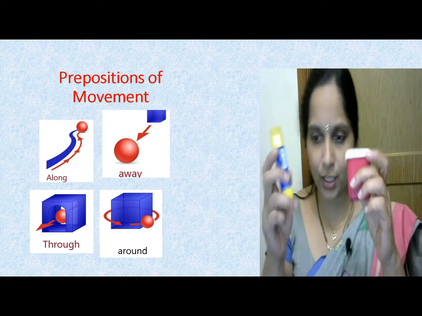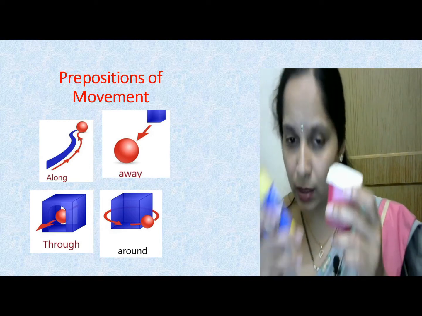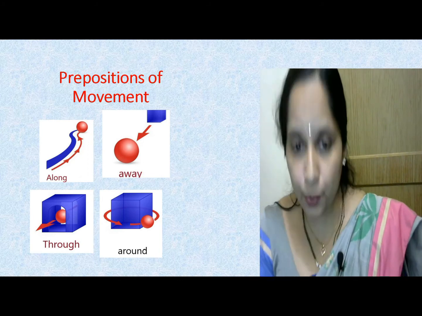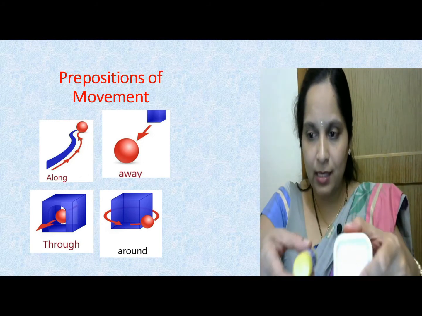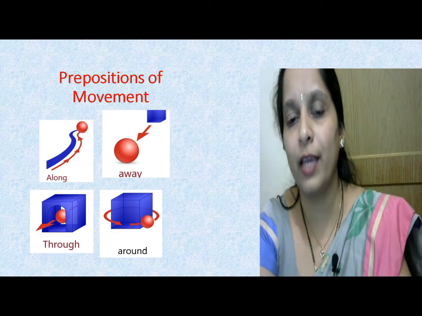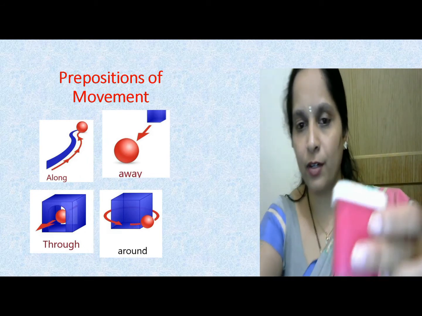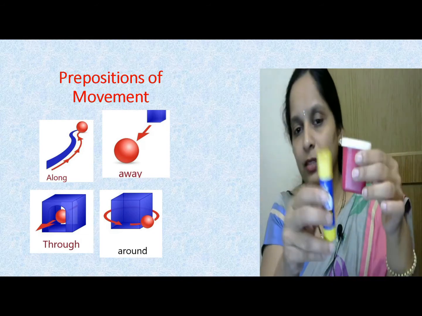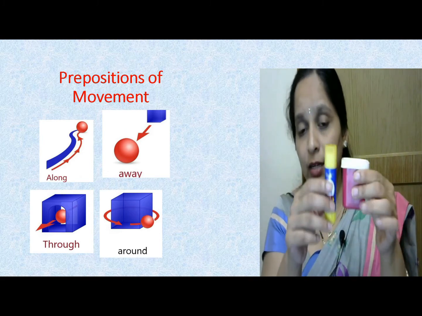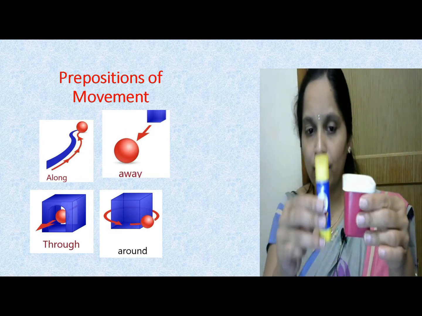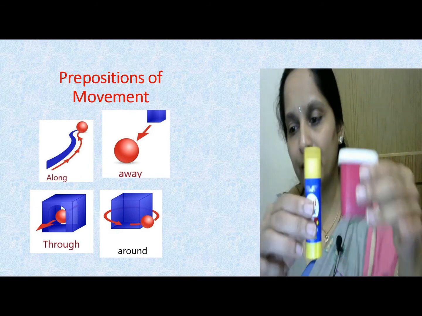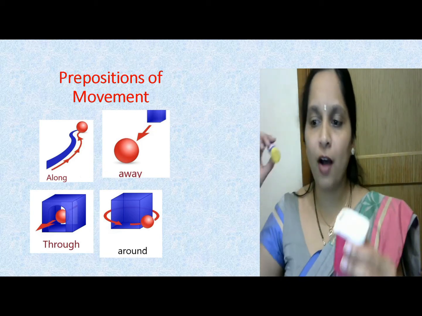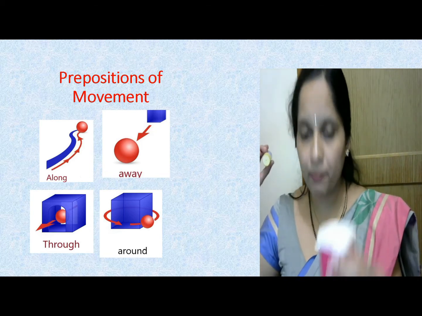Now, let's again demonstrate these prepositions of movement with props. Along. When are we supposed to use along? See, this is along. Going together along the side of the river. So I'm walking along the side of the river. That is when you're supposed to use the preposition along. Along is used when things happen simultaneously. Okay. Away. Away, as you know, is pretty far.